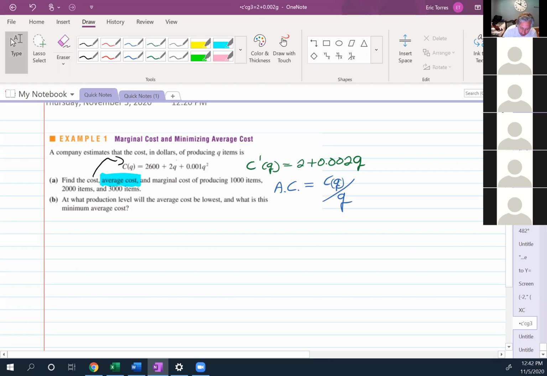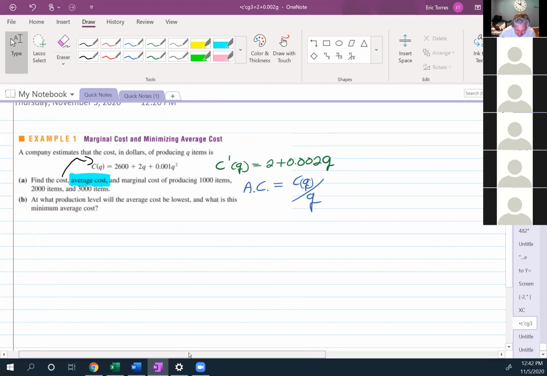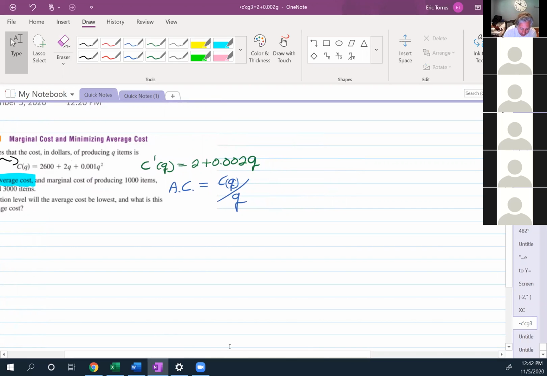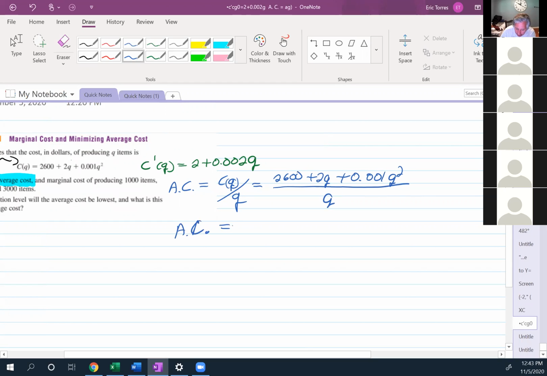So for that, we're going to get, let's see, I can write it either this way, 2600 plus 2q plus 0.001 q squared, all over q, or I can rewrite this as individual power functions such as 2600 q to the negative 1 plus 2 plus 0.001 q. So I just divided that through term by term.